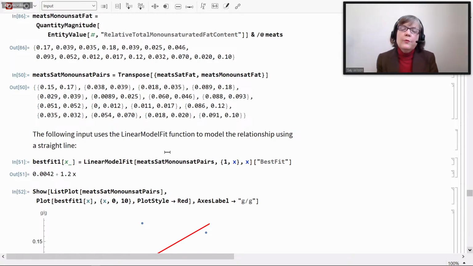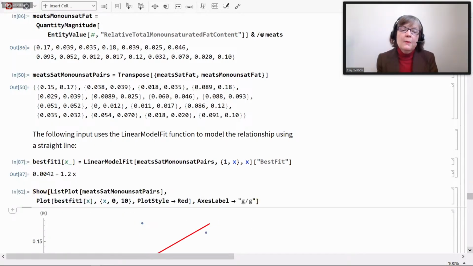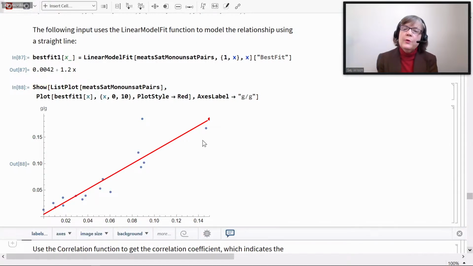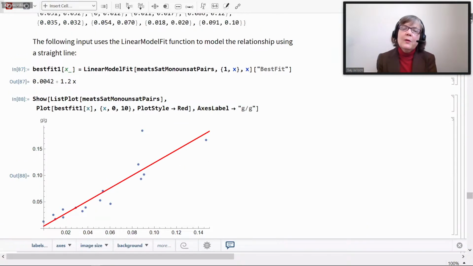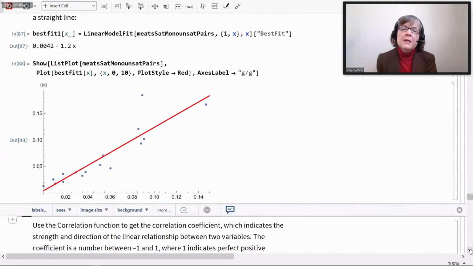So this is the LinearModelFit function. I want the best fit to get my intercept and my slope. And then I'm going to put that in a ListPlot. You can see I've already done that here. And this is a really great way. You can style it however you like. I want to make sure that my trend is red here and pops off. So you can see this not surprising relationship between saturated fat and monounsaturated fat. This is not a big shocker, but it is a great way to model that relationship between saturated fat and monounsaturated fat in meats.